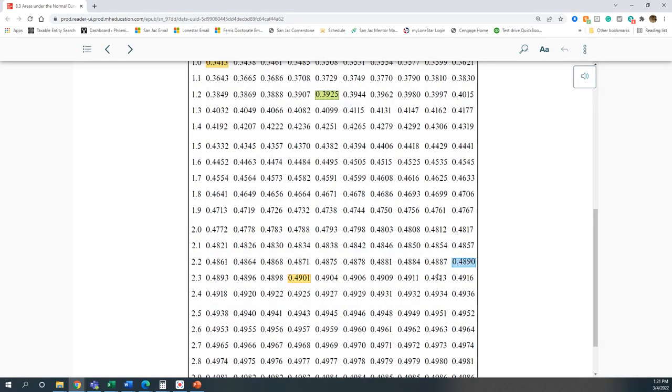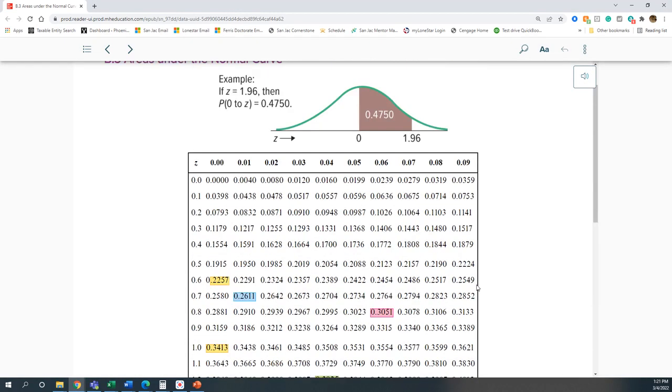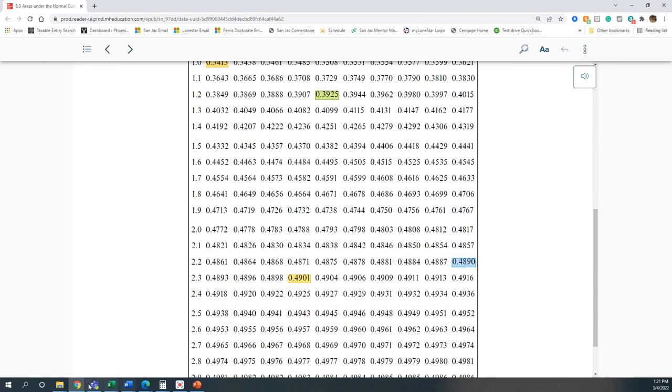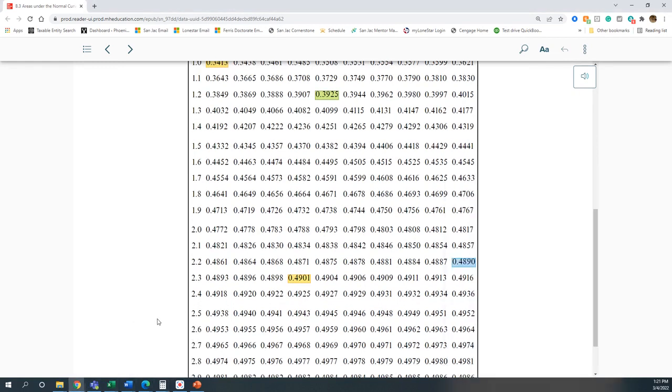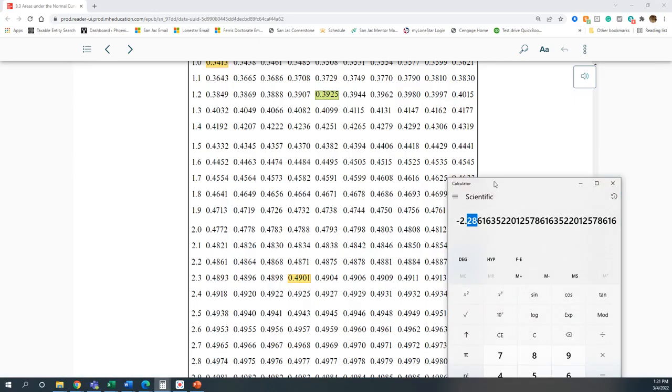Just going to do that in blue too. Make sure 2.2. Yep, 9. Double check. Good. So it's going to be 0.4890. That's the probability of that number, of that limit. But that's not what we can use.